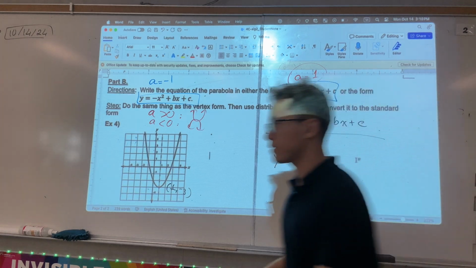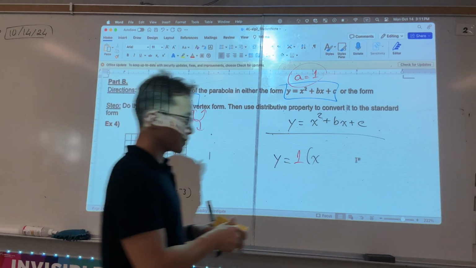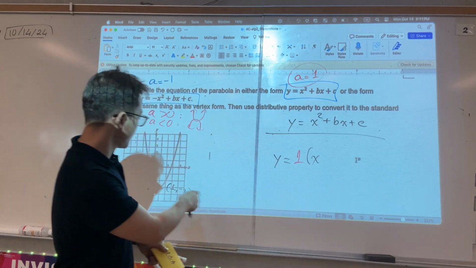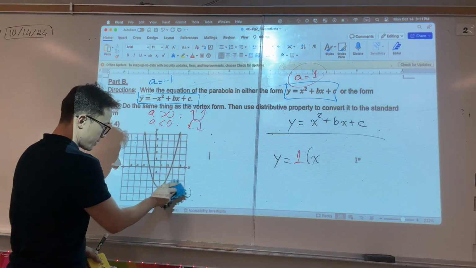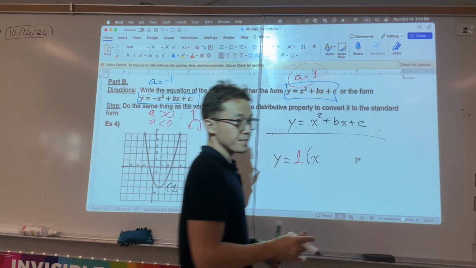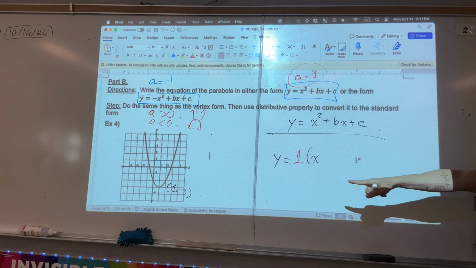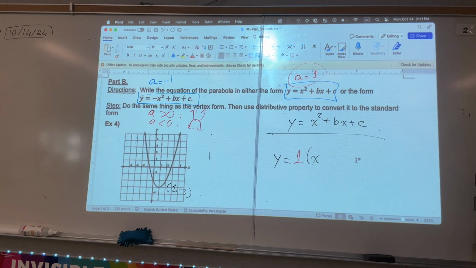X what? This is the vertex. X minus h. What is h?